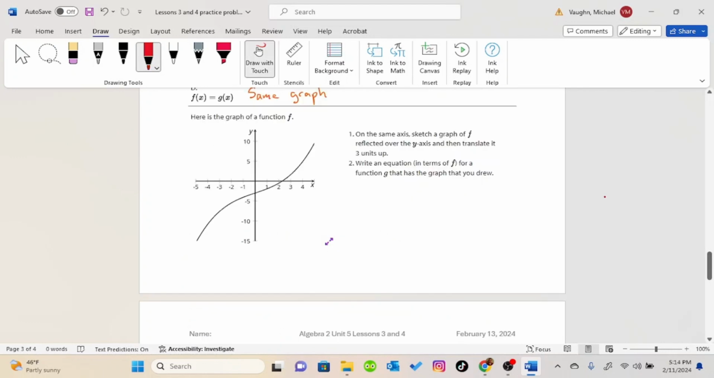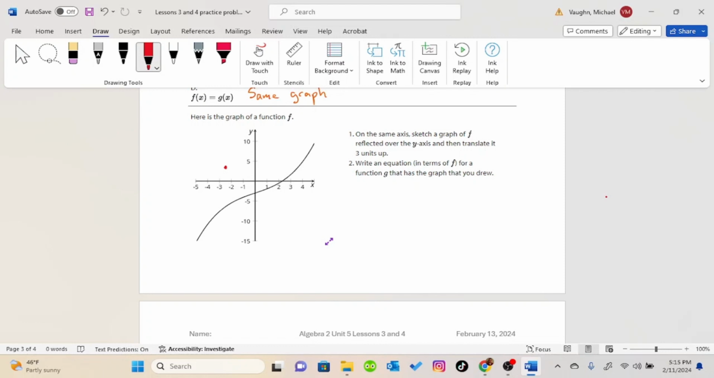Here's the graph of a function f. Number 1, on the same axis, sketch a graph of f reflected over the y-axis and then translate it 3 units up. So we need to find some points here. This point seems to cross at about 2.5. If I was going to translate this across the y-axis, I would need to go to -2.5. But I also need to translate it up 3 units. So now I'm going to move it up to where I would say 3 is.